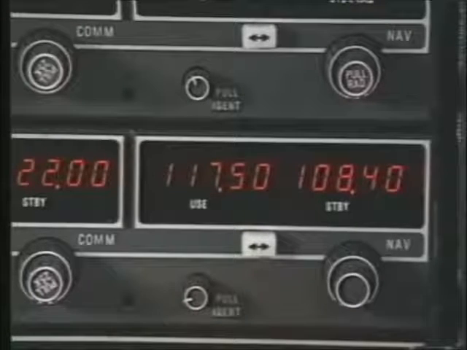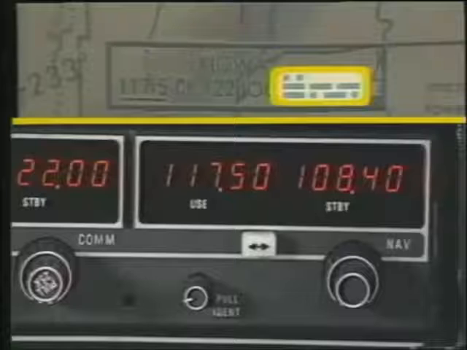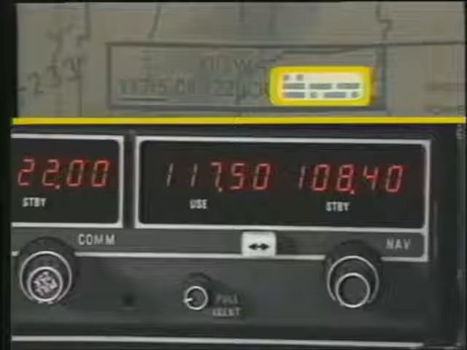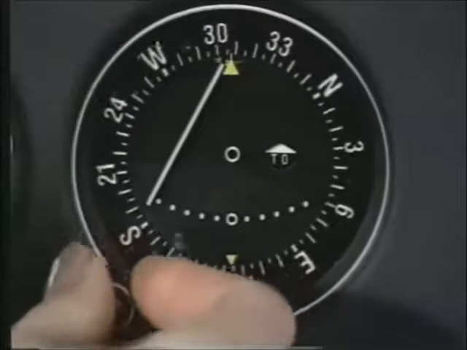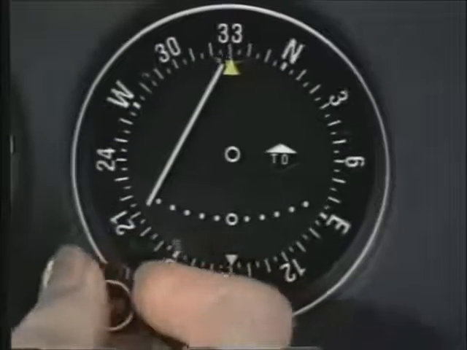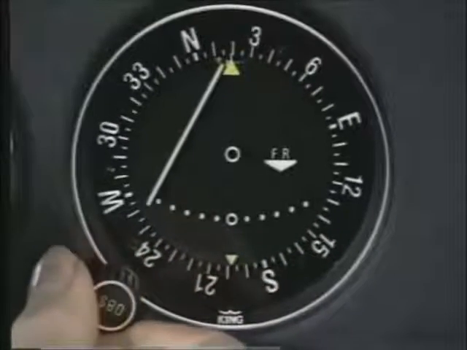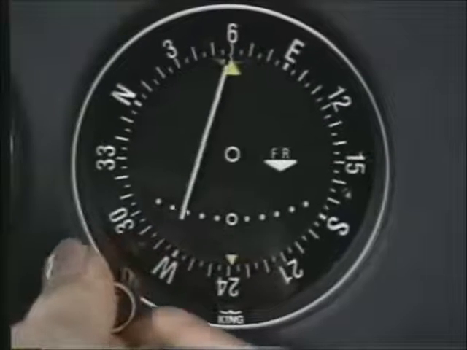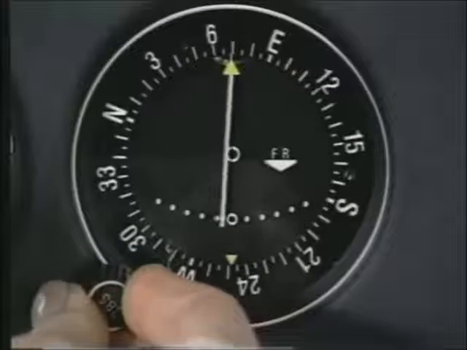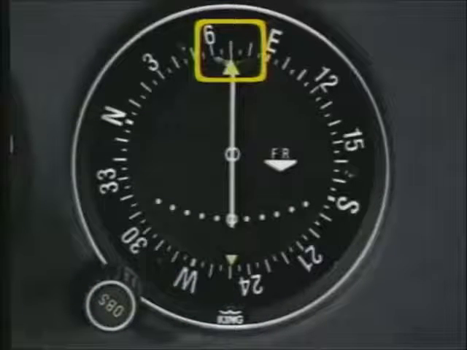Always verify that you have tuned in the correct frequency and that the station is in service by listening to the Morse code or voice identifier. With the station tuned and identified, it is easy to determine your position. Simply turn the OBS knob until you get a from indication. Remember, radials go out from the station. Continue turning the knob until the CDI centers. The number under the index is the radial on which you're located.